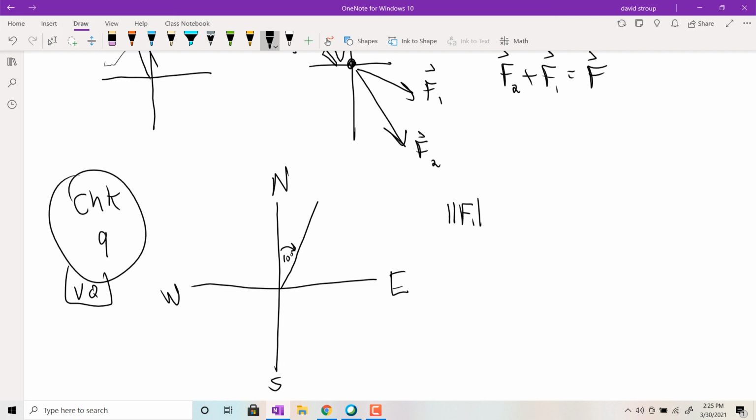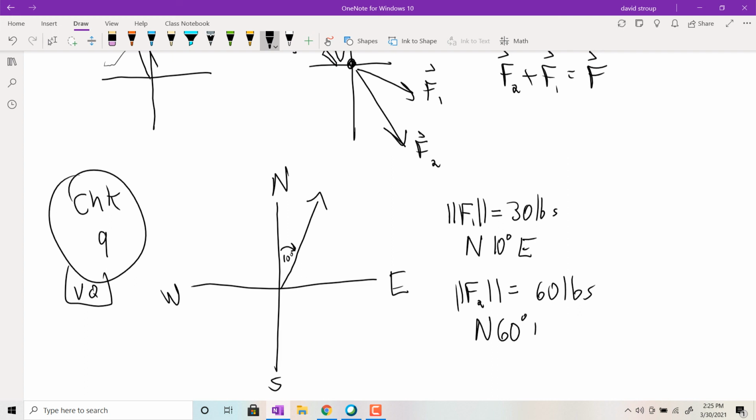The magnitude of force 1 is equal to, and this will not be a tugboat because it's only 30 pounds of force. I think a tugboat could do more than that. 30 pounds of force, and its direction is north 10 degrees east. Force 2, okay, so that's force 1. Force 2 is given 60 pounds of force, and its direction is north 60 degrees east.